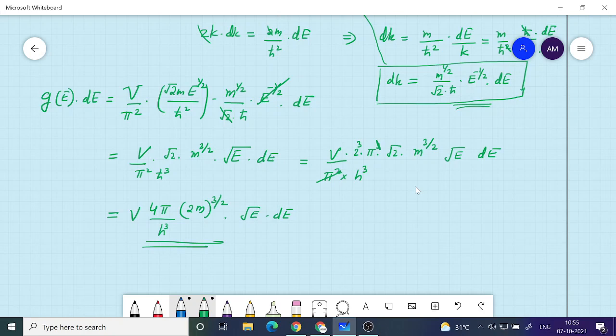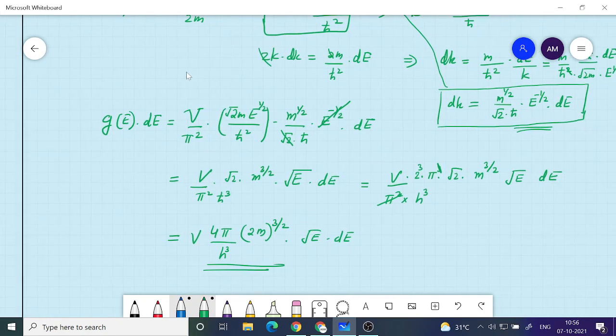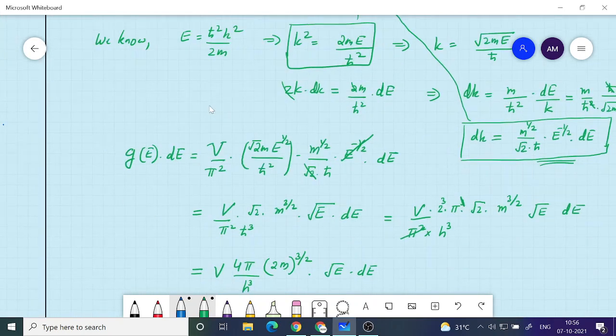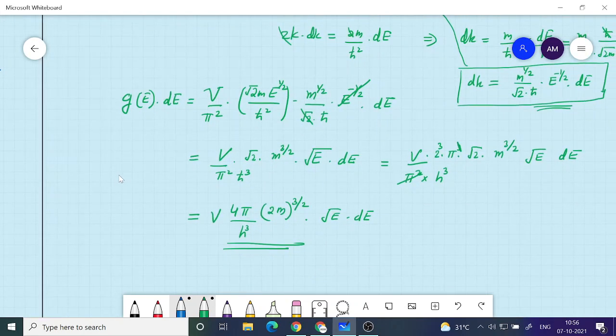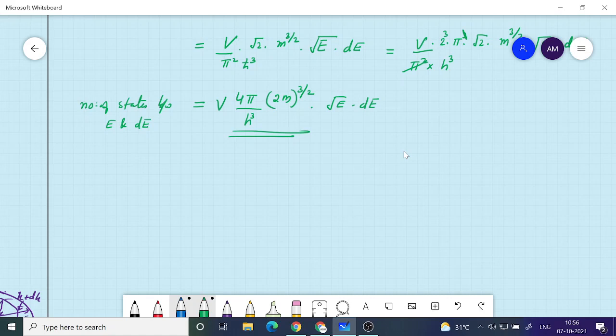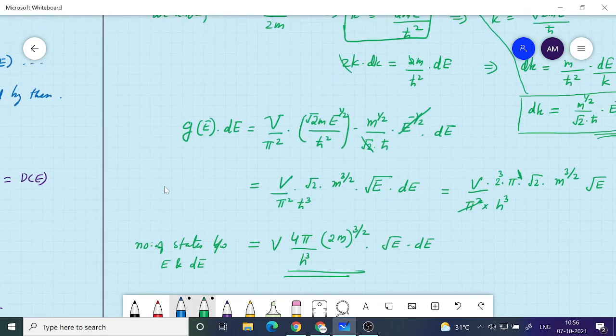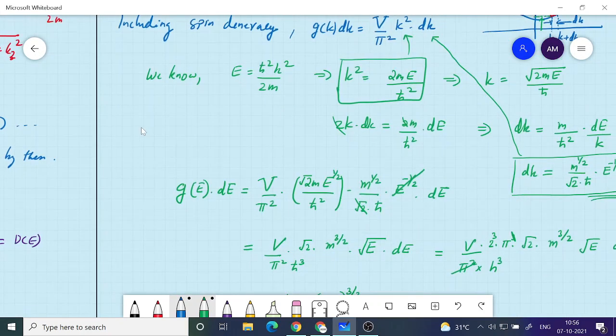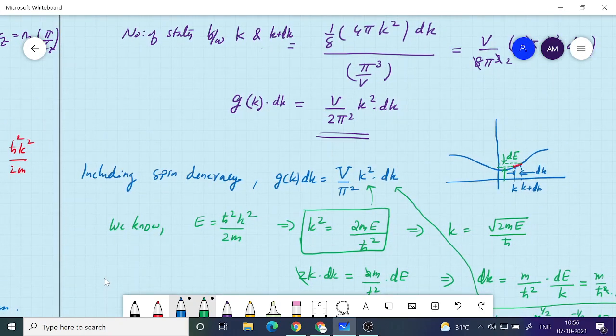I think this is correct. So let me just tell you what this is. This is the number of states between E and dE. So that's what we got, number of states between E and dE. So now if I want density of states, let me write it this way itself, rather than writing G of E into dE. So I will just remove this. You should understand what it is.